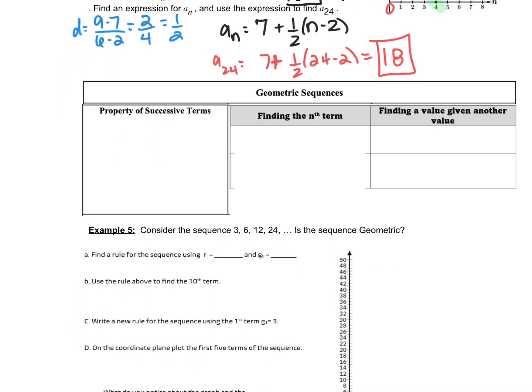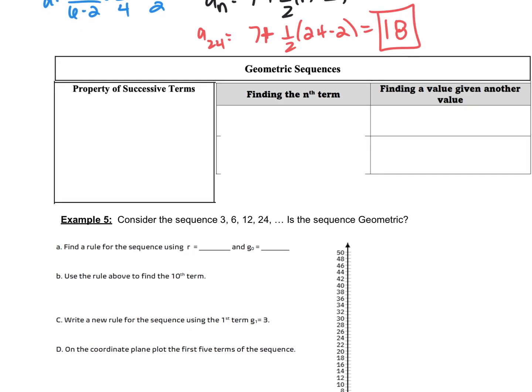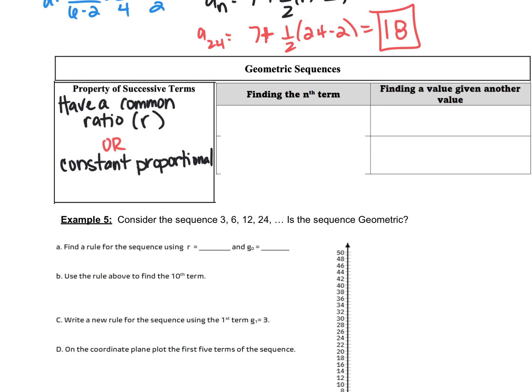All right, so let's jump to geometric sequences and talk about how they change a little bit. With geometric sequences, we no longer change by a common difference. We have what's referred to as a common ratio. Creatively enough, not a ration, but a ratio. We call it r. Another way we say this is that we have a constant proportional change. That means multiply or divide. We just multiply or divide to get to the next term.